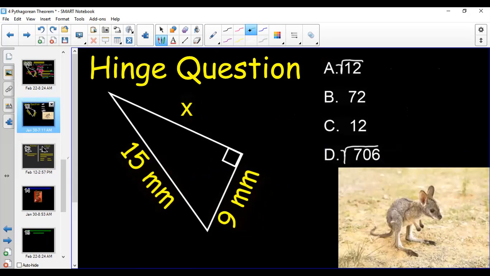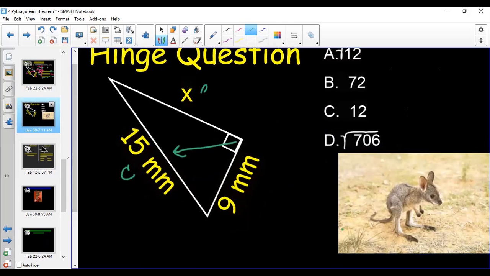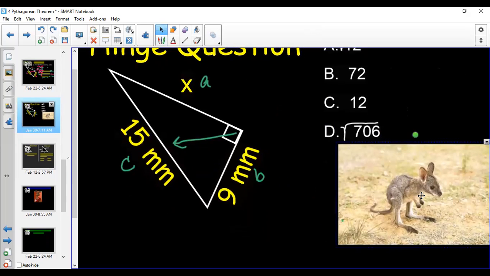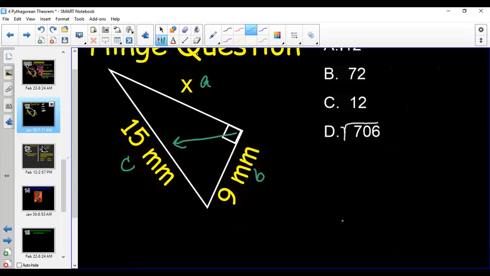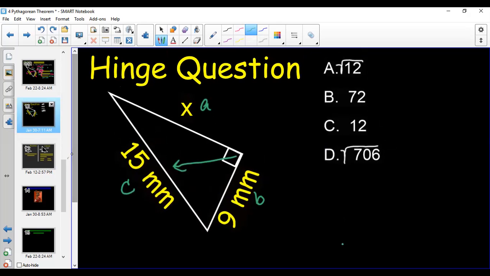All right, step 1, did you identify your hypotenuse correctly? Our C should have been 15. The other 2, you can mix and match. And delete this little kangaroo so I have more space here. All right, our formula then is a squared plus b squared equals c squared. Don't know a, b is 9, c is 15.